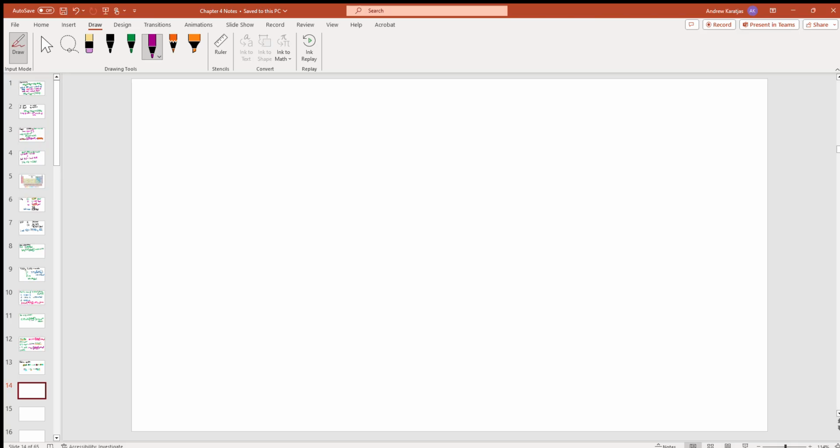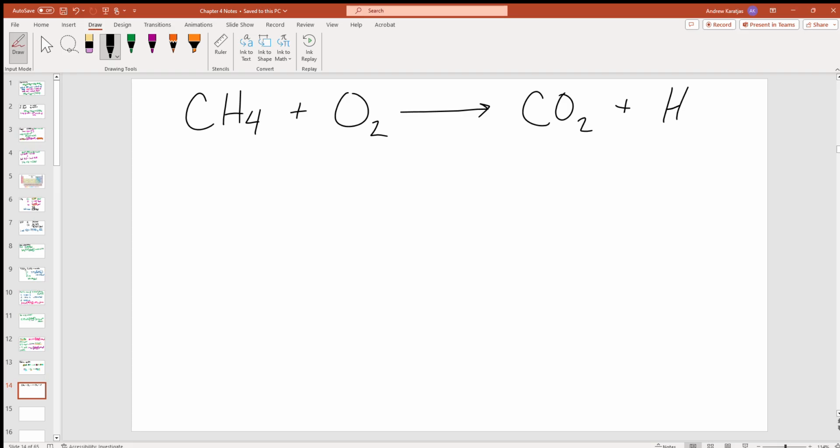So let's do a couple more of these. And we're going to give you a method, if you've never done these, that will hopefully make it a little bit easier. Now, the first thing is some atoms are easier to balance than others. And we're going to always avoid the most difficult ones until we get to the end. So what are we going to avoid here? We're going to avoid oxygen.